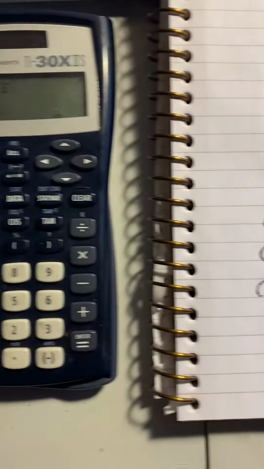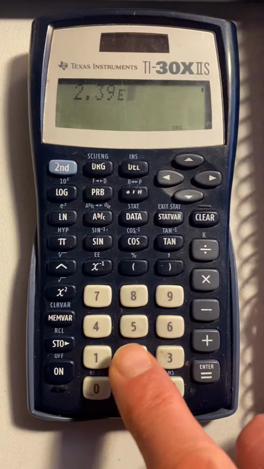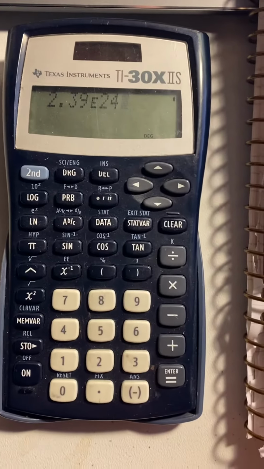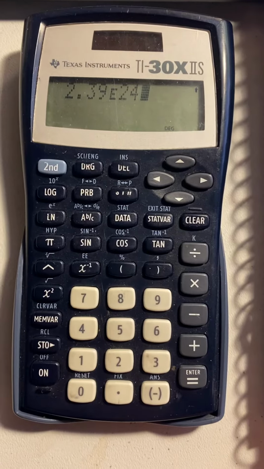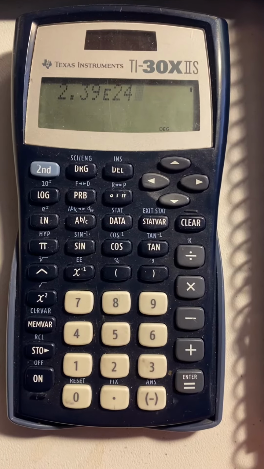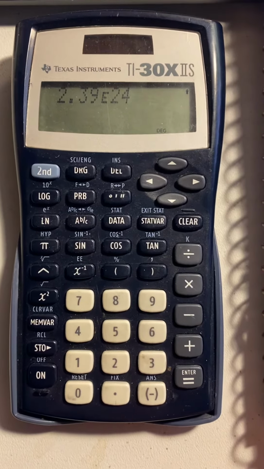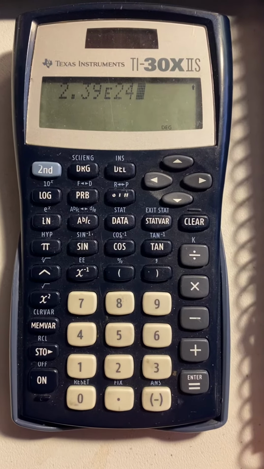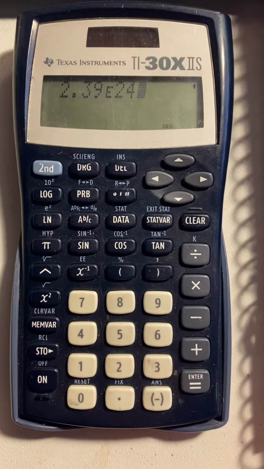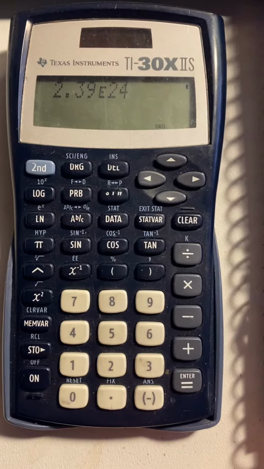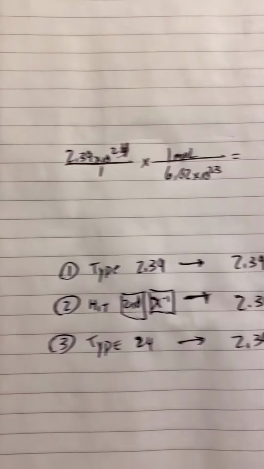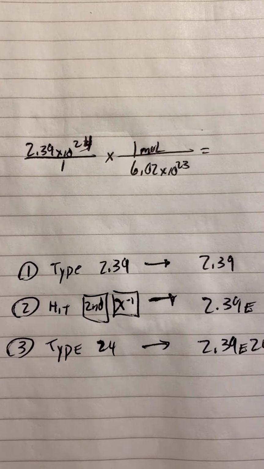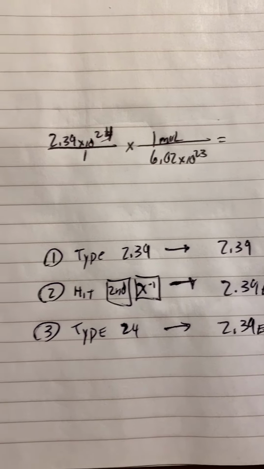The next thing I'm going to do is type 24. And now my number is in scientific notation. This calculator now believes that this sequence of digits is equal to 239 with like 22 zeros after it. So now if I was going to complete this problem, I would follow the same steps for the 6.02 times 10 to the 23rd.